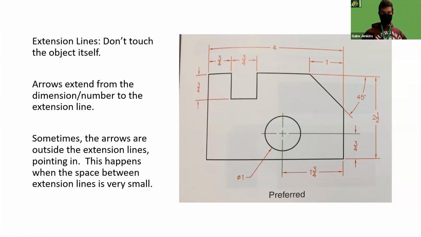Pause right here for a second. All right, so we're back. All right, so again, that only happens when the space between the extension lines is really small.